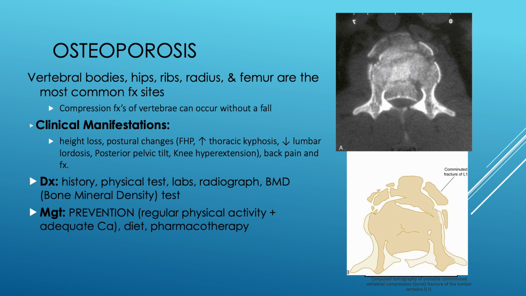Postural changes. Patients may exhibit forward head posture, increased thoracic kyphosis, decreased lumbar lordosis, posterior pelvic tilt, and knee hyperextension. Chronic back pain is a common symptom of osteoporosis, often associated with vertebral compression fractures. And again, an increased susceptibility to fractures, specifically with minimal trauma.